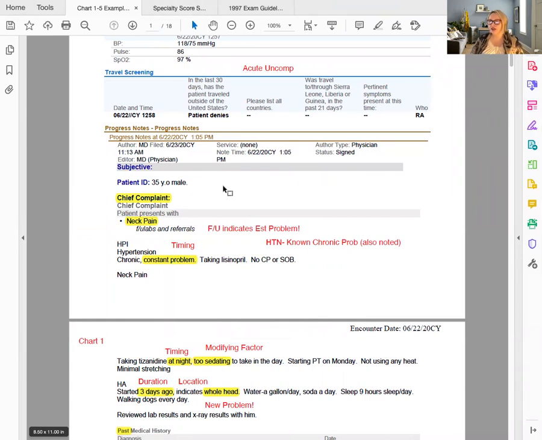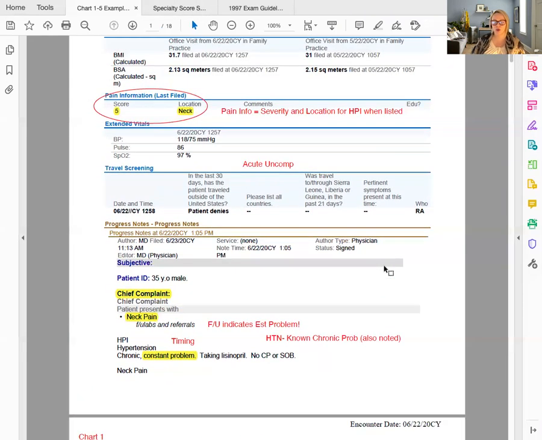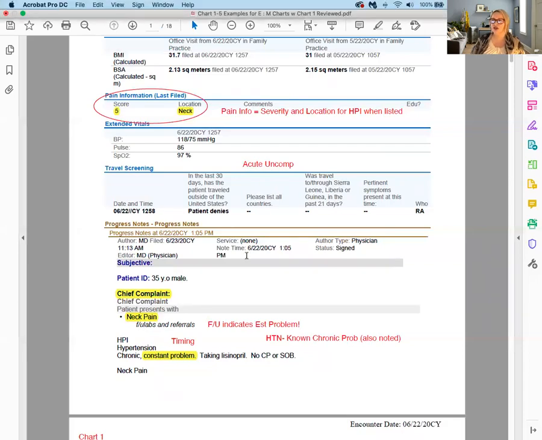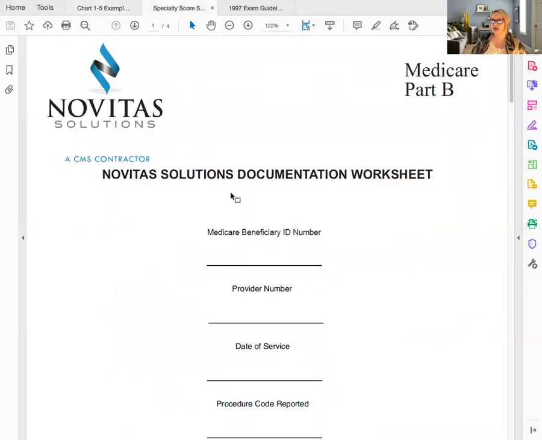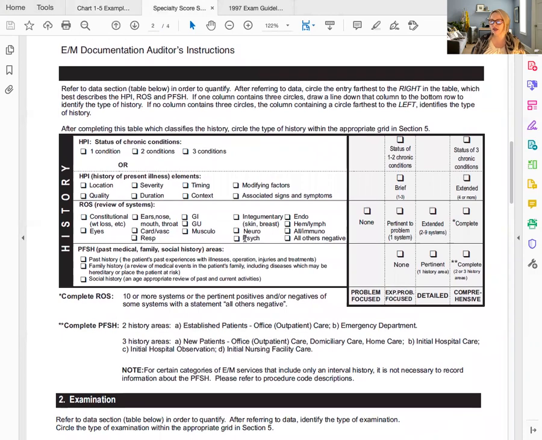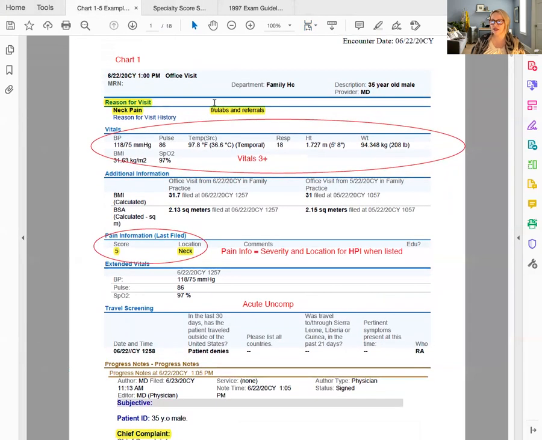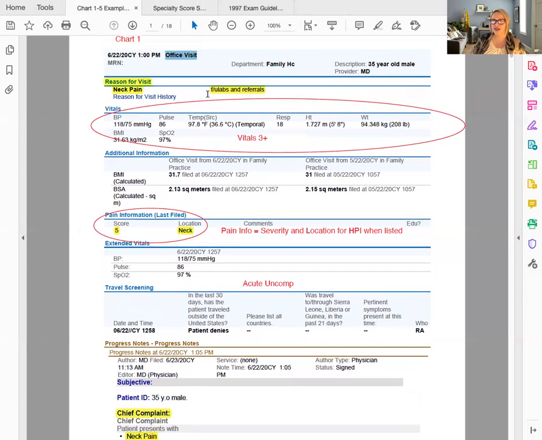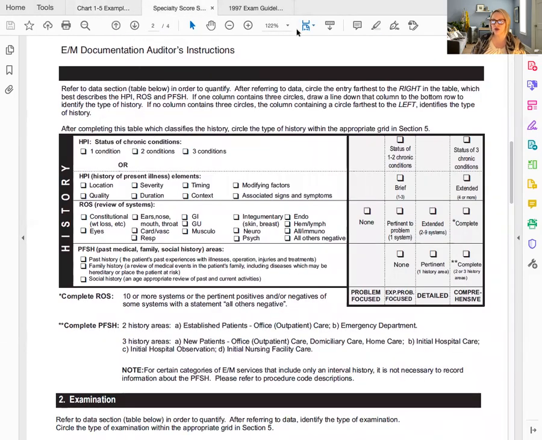If I wanted to branch some of this information from chart one, this is just an example. So we won't be using, of course, the HPI or the different elements for history in office visits. So the first thing you want to say is, what do I need to use? So obviously all the things that are highlighted, we don't necessarily need those in these specialty scorecards.